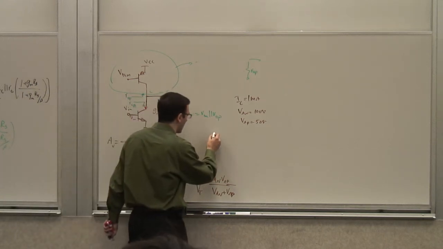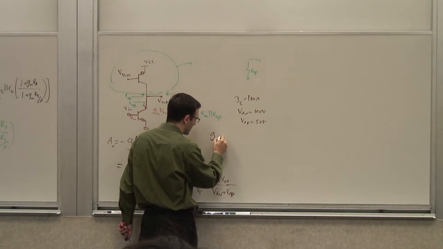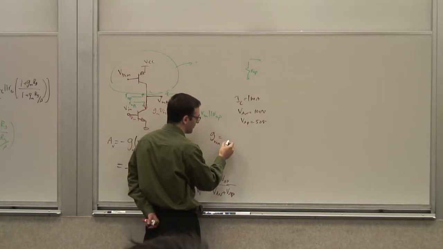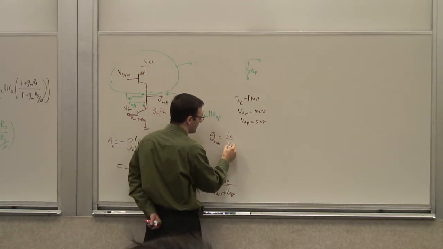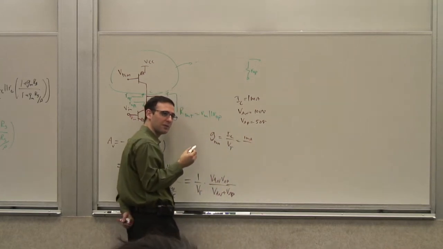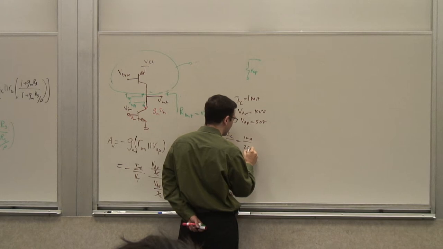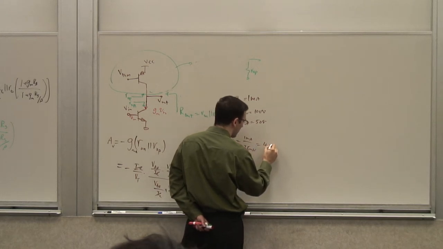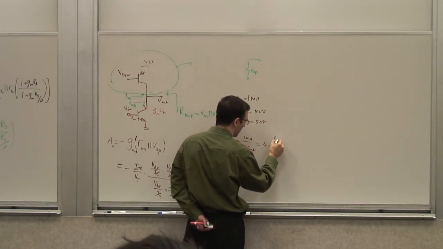Let's calculate GM. I know I don't have to do it versus current, but let's do it. GMN is what? It's IC over VT. It's 1 milliamp. I know for 1 milliamp actually what GM is, right? 40 millisiemens. But let's do it. 25 millivolts, so that's 40 millisiemens, which is kind of the inverse of ohm.